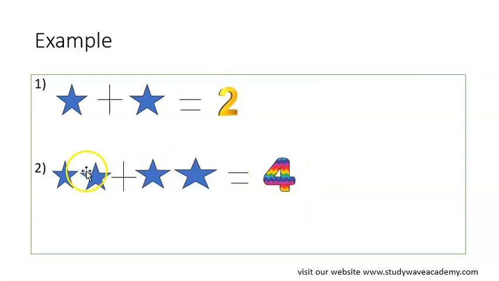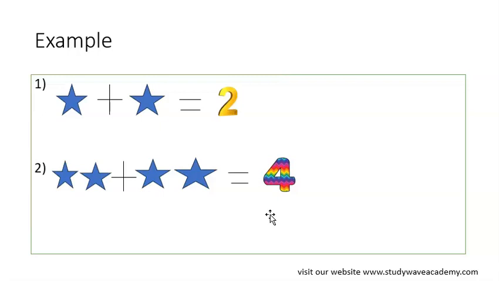Number 4. So 1 star, 2 star, 3 star, 4 stars. So it equals 4 stars. Remember, this sign is called the equal to. It's called the equal to.